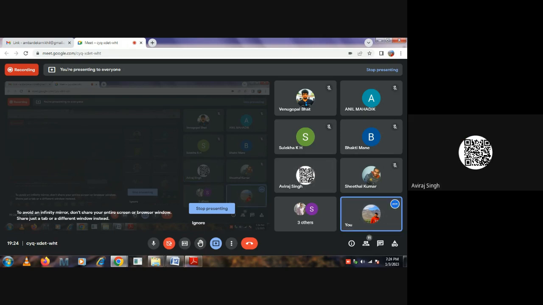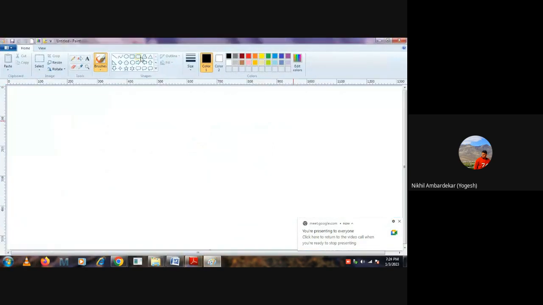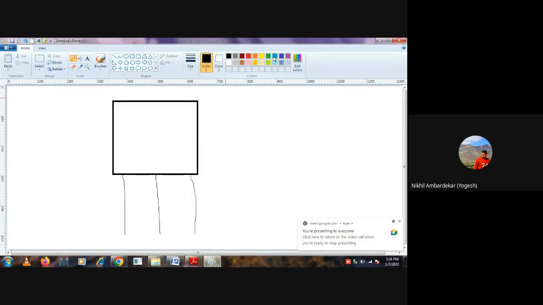So where were we? What is this additional? Maybe I will try to draw something. This is the elevation, or maybe you can call it a section. Changing some layer, what I am doing is putting some additional 40 mm thickness as a floor finish, or maybe you can consider it as waterproofing, on top of the slab.